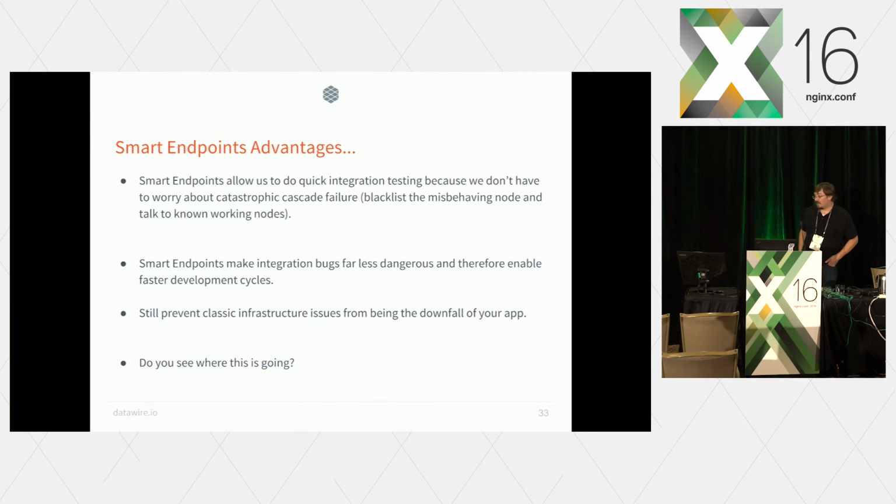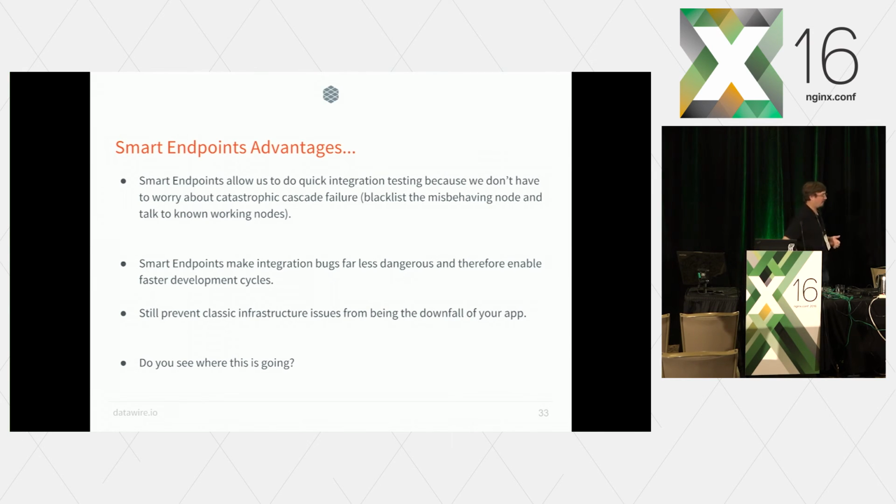And really what we're getting out of this is a huge thing. Smart endpoints allow us to do quick integration testing. Because we don't have to worry about catastrophic cascade failures, by blacklisting the misbehaving node and talking to known working nodes, we can start rolling out new features really quickly and not worry about them causing destruction of the entire production environment. Similarly, smart endpoints make integration bugs far less dangerous and therefore enable faster development cycles.